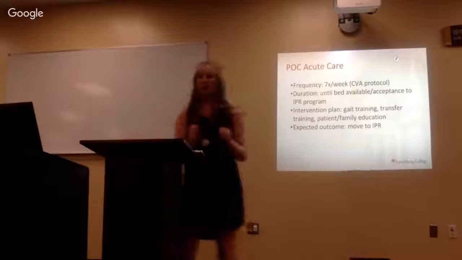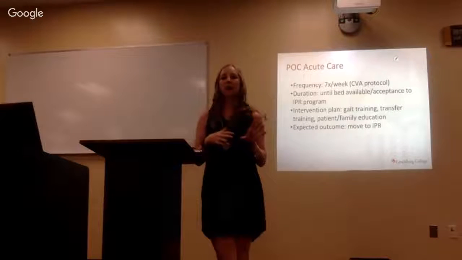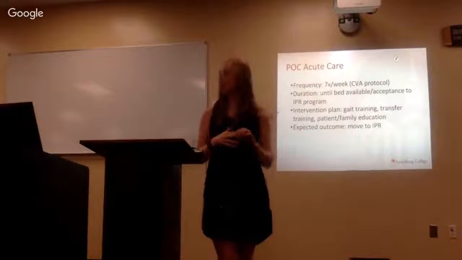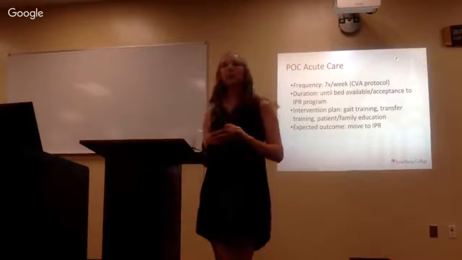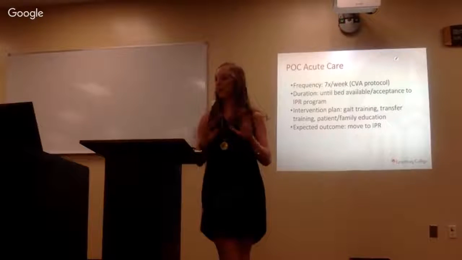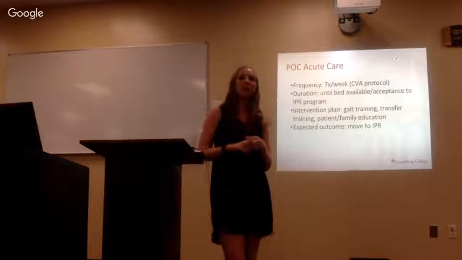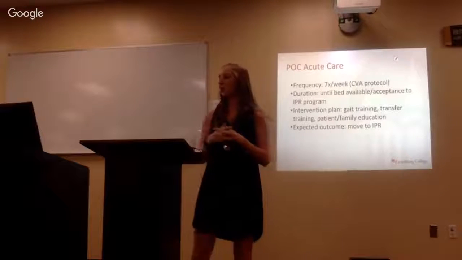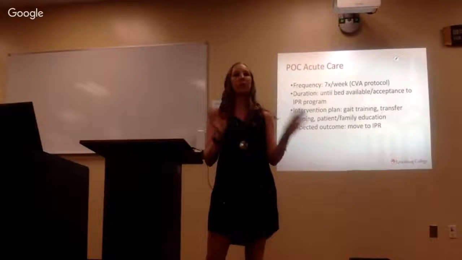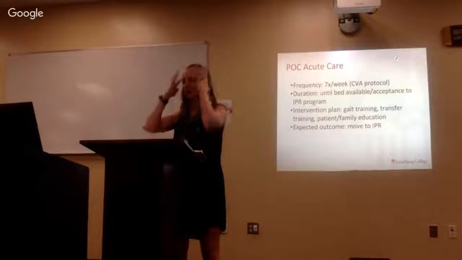So looking a little bit at his plan of care, when he was in acute care, the frequency was PT 7 days a week, as this was a CVA protocol at the hospital. The duration was just until a bed was available or he got accepted into the inpatient rehab unit, whichever came first. The intervention plan focused on gait training, transfer training, and patient and family education, which I'll get into in a minute. His expected outcome was to move to an inpatient rehab unit, preferably the one that was in-house, because his wife also worked at the hospital.